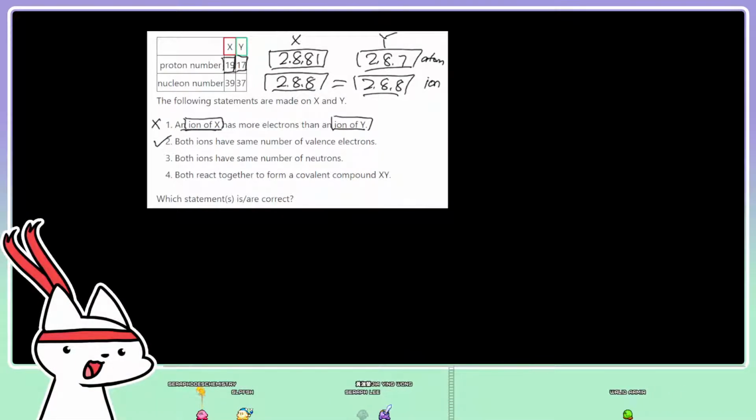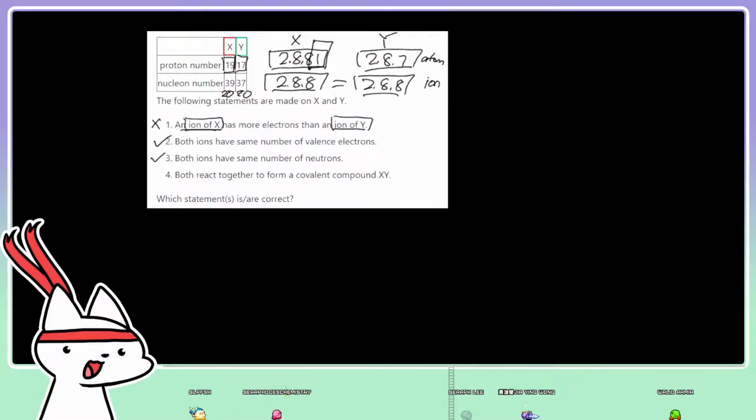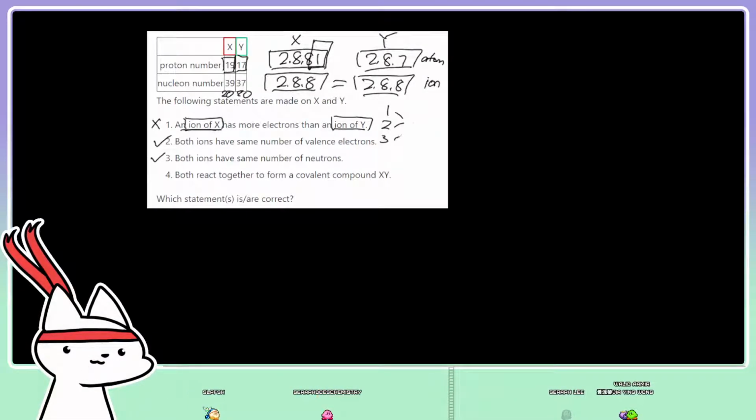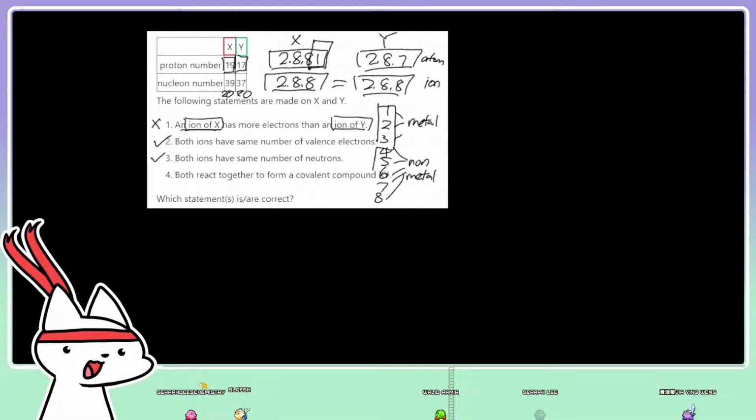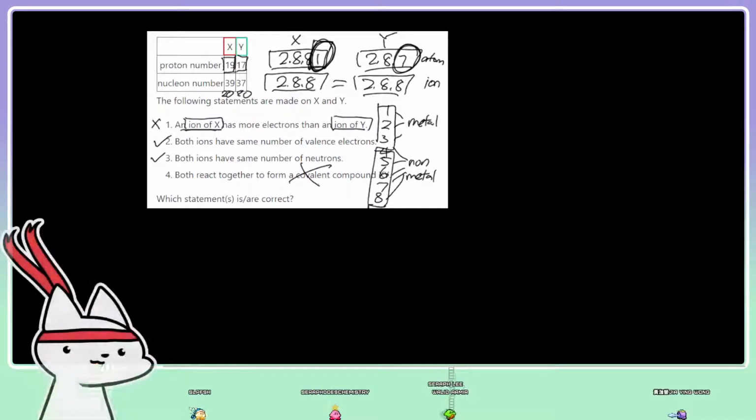Both ions have the same number of neutrons. 39 minus 19 is 20. 37 minus 17 is also 20. So 3 is correct. Both react together to form a covalent compound. Last number is 1, 2, and 3. If the last valence electron is 1, 2, or 3, it is considered a metal; 4, 5, 6, 7, 8 is non-metal. So if the last number is 1, this is a metal. Last number is 7, non-metal. Metal and non-metal is going to be ionic. It's definitely not going to be covalent. So the answer will be 2 and 3.